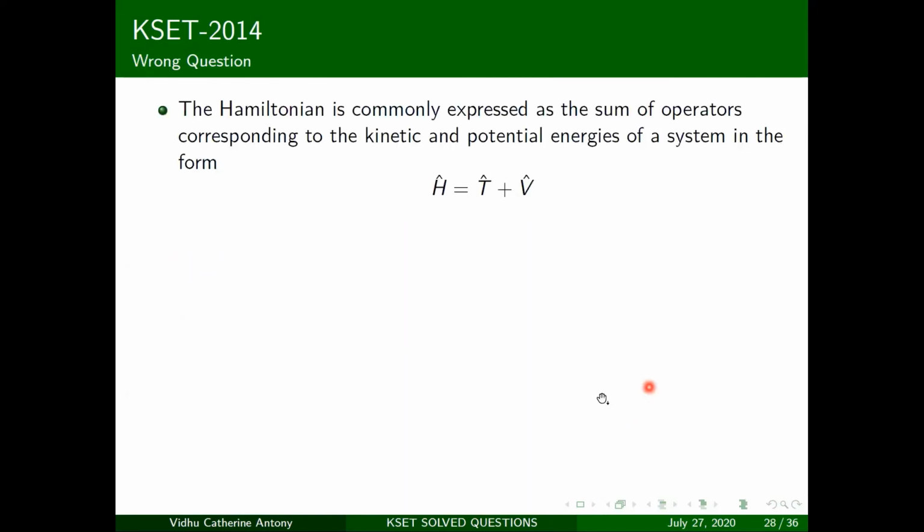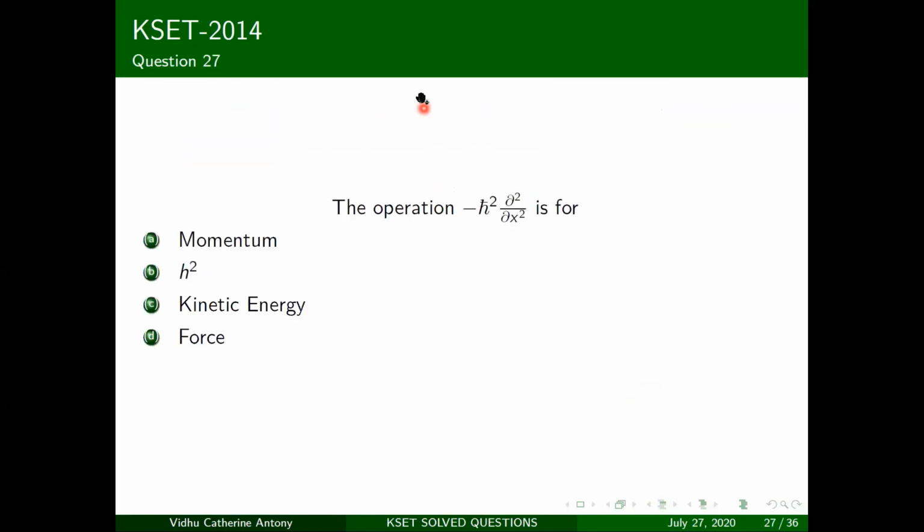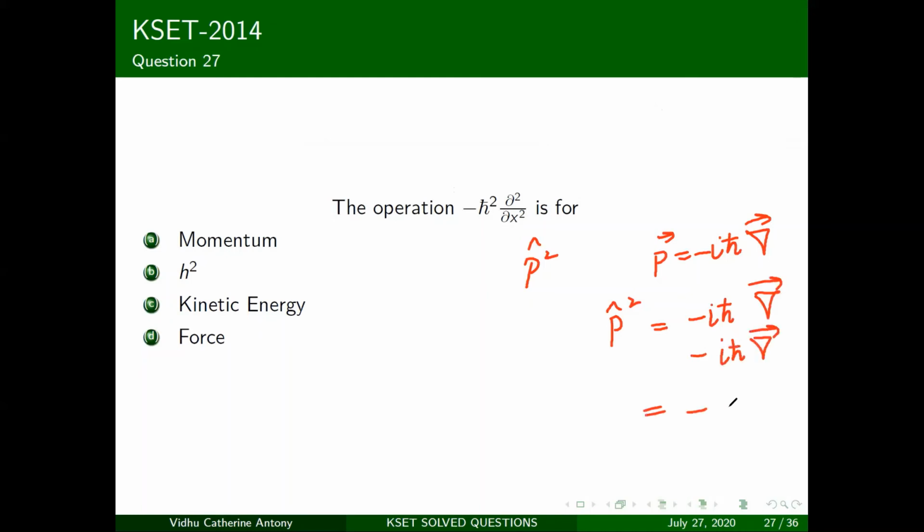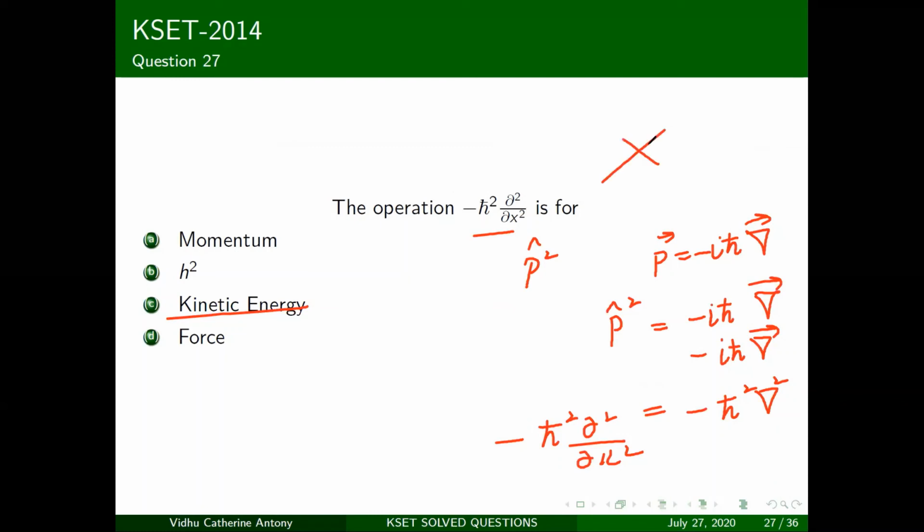Okay, so now the thing is that when you talk of kinetic energy, you basically do p hat squared, and you know that p is equal to minus i h cross del, right? So when you do your p hat squared, you end up having minus i h cross del vector and then minus i h cross del vector. So you end up having a minus h cross squared del squared. That's what you end up having. And you automatically check and write, okay, fine, this is going to be kinetic energy. But this is wrong, because when you look at your kinetic energy, there's basically a p squared divided by 2m.